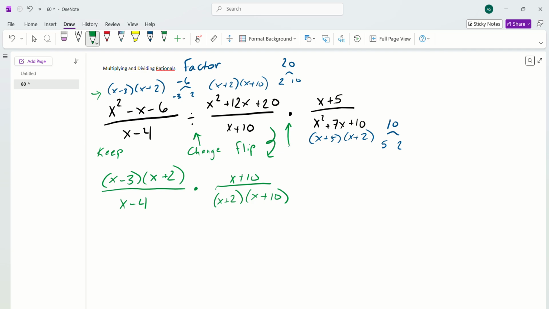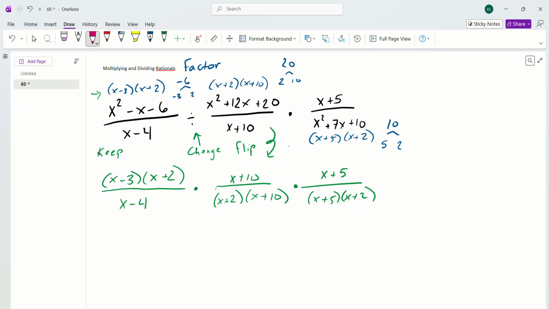Now, if I'm just talking about multiplication, I don't have to do any of that fancy business. Remember, whenever you're multiplying fractions, you're just going to multiply straight across. So you don't have to flip anything. You're just going to keep it exactly as is. My top stays on the top, and my bottom stays on the bottom.